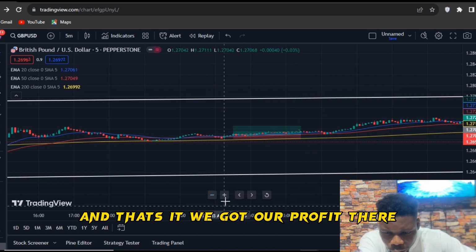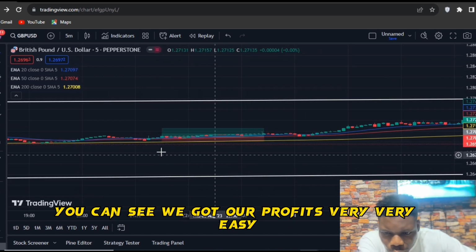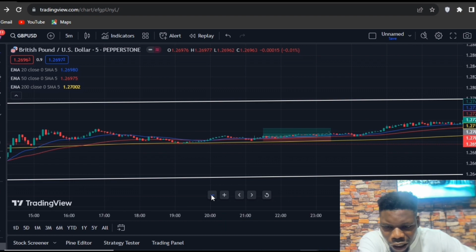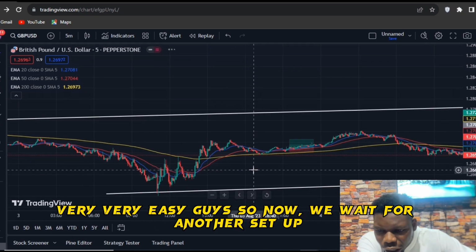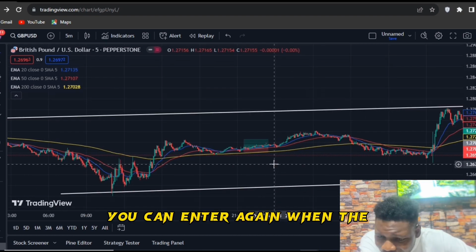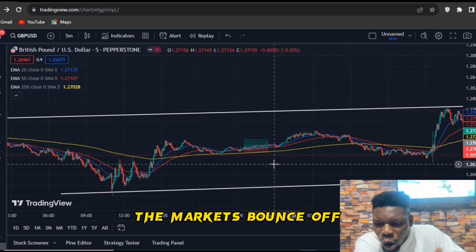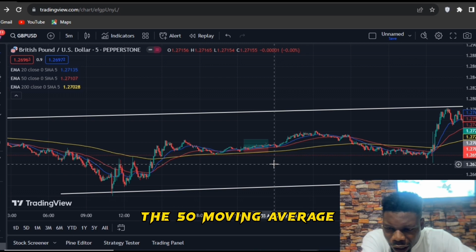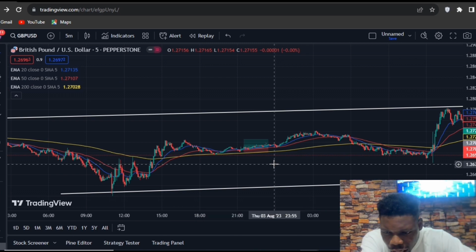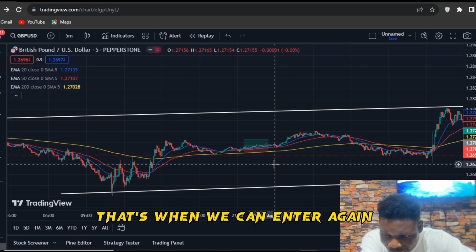We got our profit there. You can see we got our profits very, very easy. Very, very easy, guys. So now we wait for another setup. We can enter again when the market bounces off the 50 moving average.